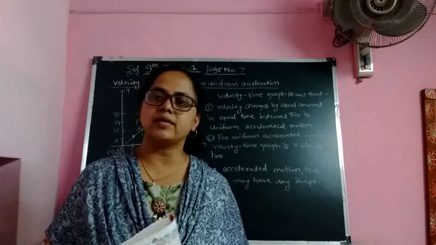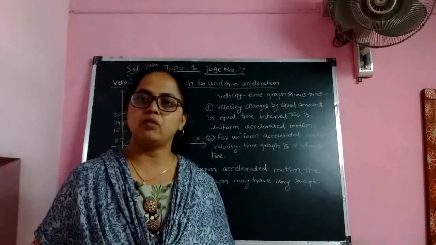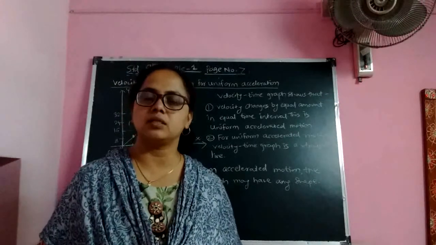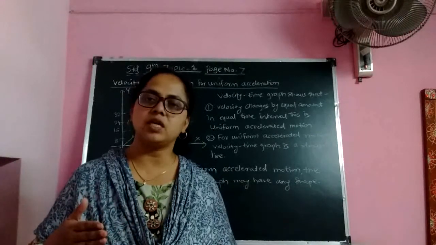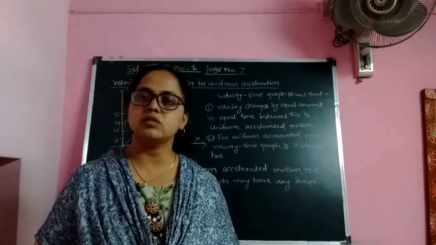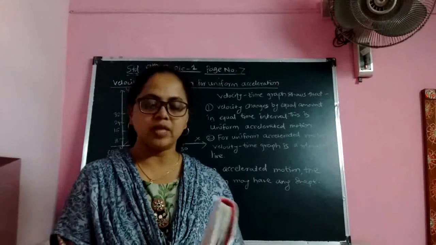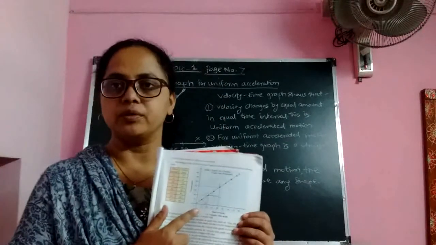We know what is meant by acceleration: change in velocity with time is called acceleration. Then what is meant by uniform acceleration? When there is a change in velocity by an equal amount in equal intervals of time, it is called uniform acceleration. You can see the graph. The graph is already drawn in your textbook.